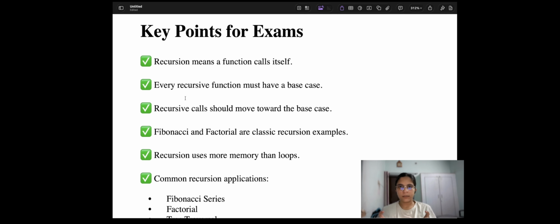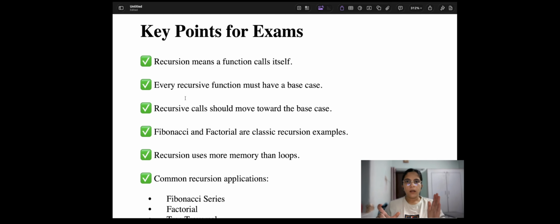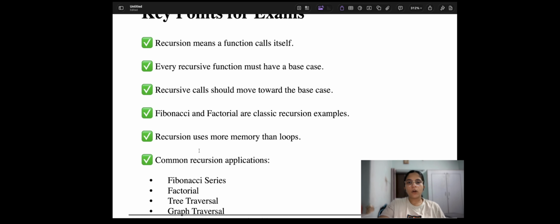More in simple words, one should be static. That base case should be static. This is the tip to remember. Base case should have the power to attract the recursive case. Recursive calls should attract it towards the base case. Fibonacci and factorial are the classic recursion examples.